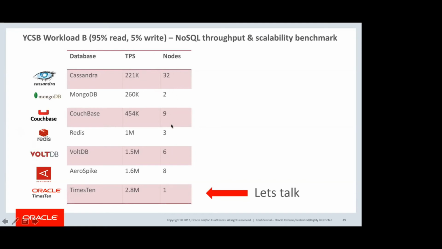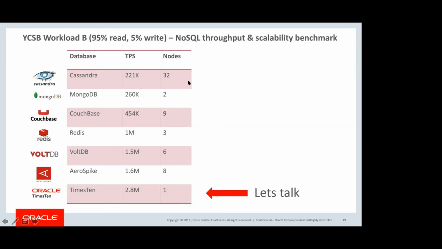So the largest published numbers that I could see, Cassandra, Cassandra scales really well. You can have linear scalability up to 300 nodes. Sounds cool. It turns out each node goes really slow. So they needed 32 nodes to get about 250,000 operations per second. And I'm saying operations per second because they're not ACID transactions. They're eventual consistency. Eventual consistency is a fancy term for a random number generator. So Mongo could go faster with less nodes for this particular benchmark. As you go down, things go faster. So Aerospike's pretty good. They were doing 1.6 million of these operations with 8 nodes. With TimesTen, we only needed one node to go faster.